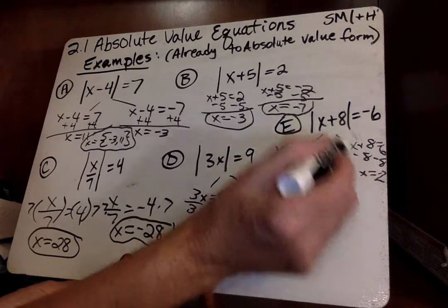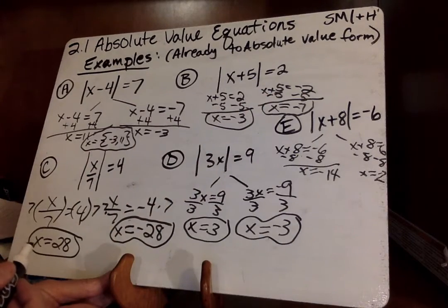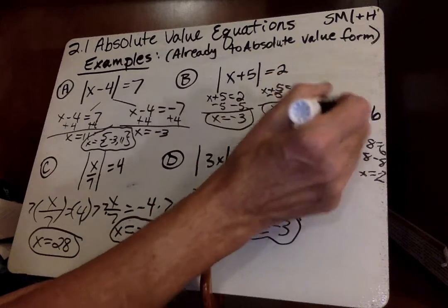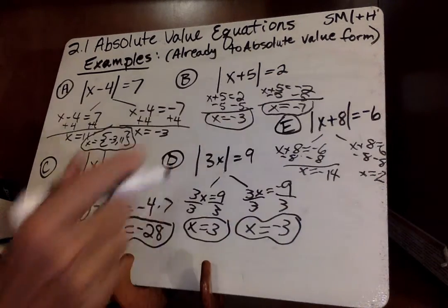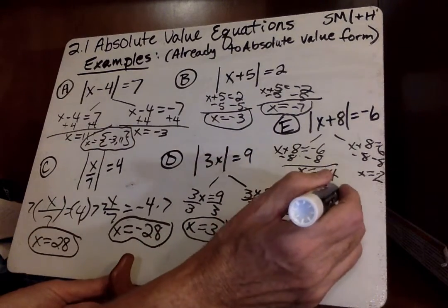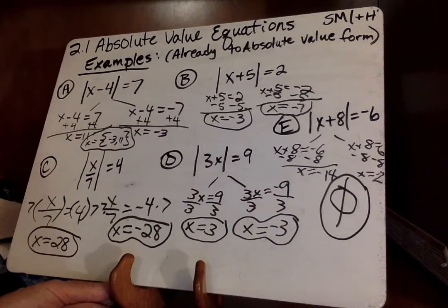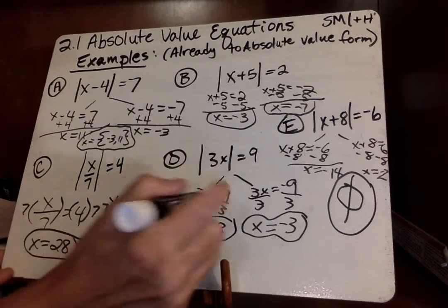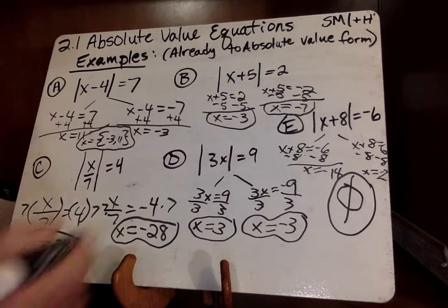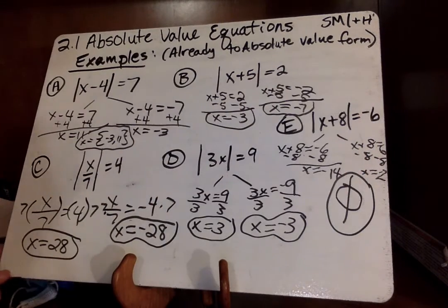Over here, if I get negative 2 plus 8 is 6. So once you get the absolute value by itself, the solution, or whatever's over here after the equal sign, has to be positive. It cannot be negative. For that reason, E would be empty set. Okay? So again, your solution can have negative numbers, but when you end up with the absolute value equation in the beginning, where the absolute value is by itself equals negative 6, it can never be negative in that form.